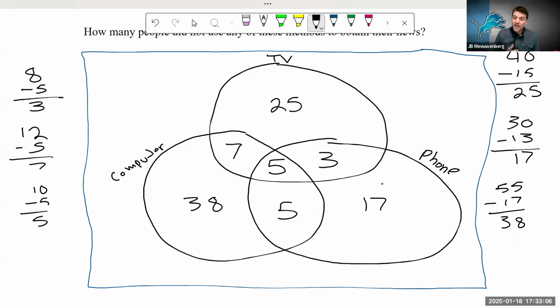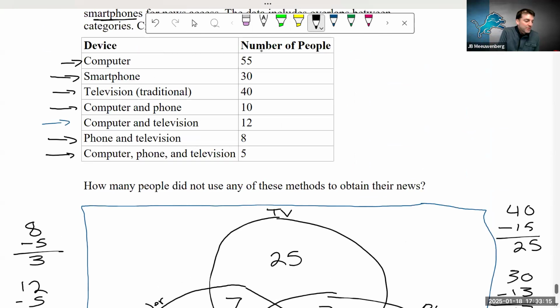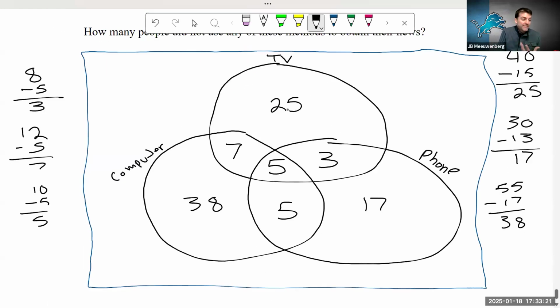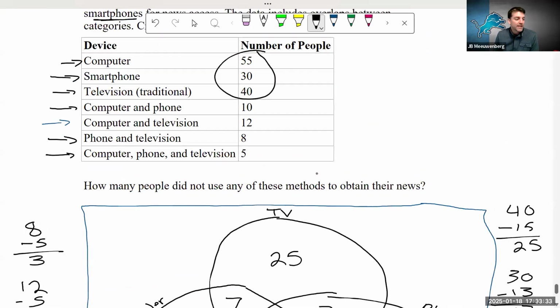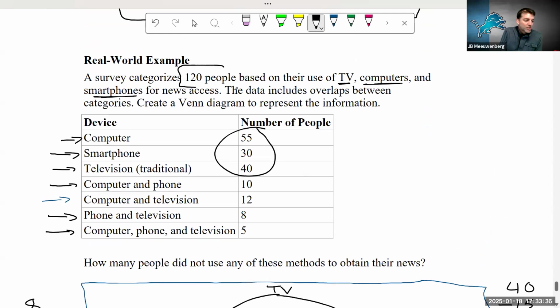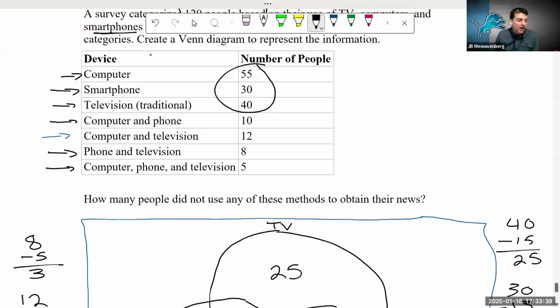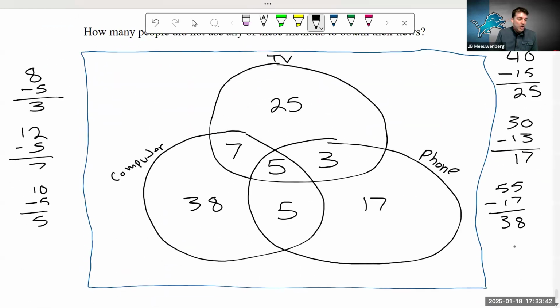Fantastic. Are we done? No. Why not? What we've really done is we've taken these numbers and separated them into different chunks, right? We know that some of the people who use the TV also use the computer, maybe also the phone, maybe did both, and we've pulled them apart. And so if we go all the way back to the beginning, we said that 120 people were surveyed. So this entire grouping needs to include 120 people. Let's see what happens if we start to add up all of these different regions.